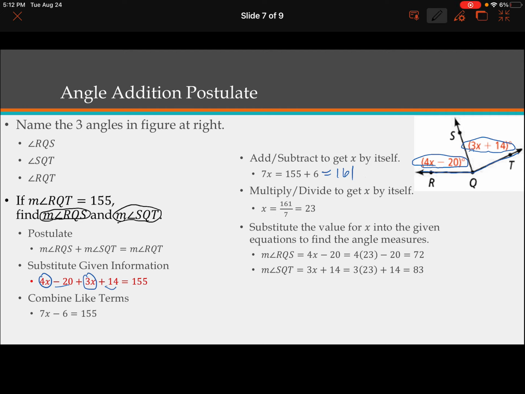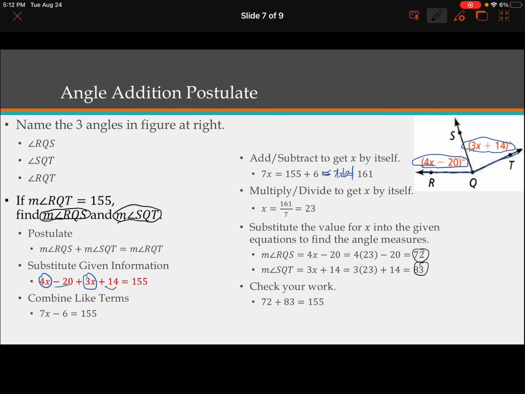If we weren't sure about those, to check our work, we can just add them together. If we add these two things together and it equals 155, then we are all set. We know we did a good job. And look at that. It's exactly what it's equal to.